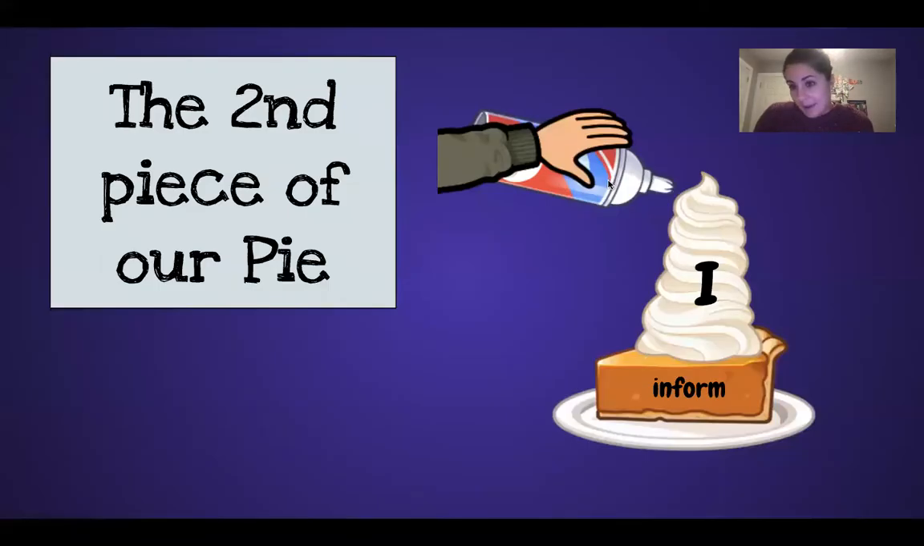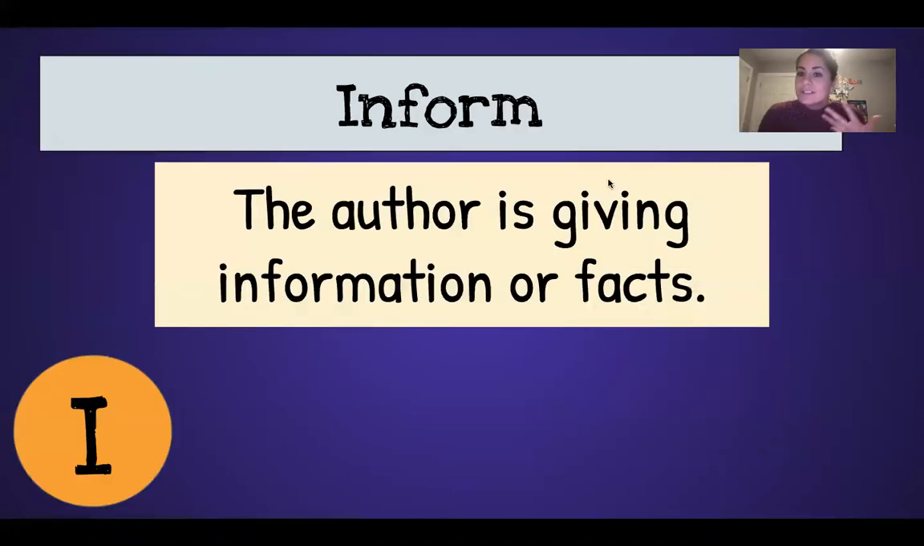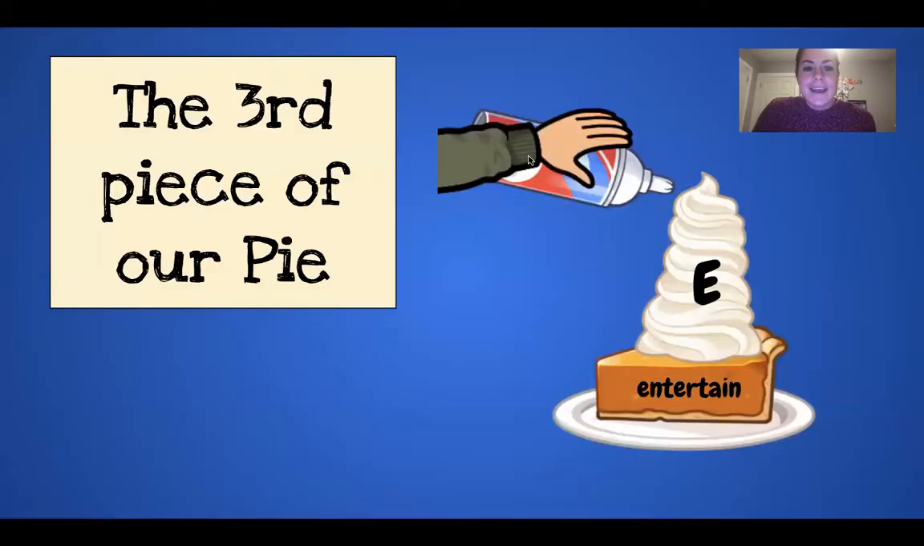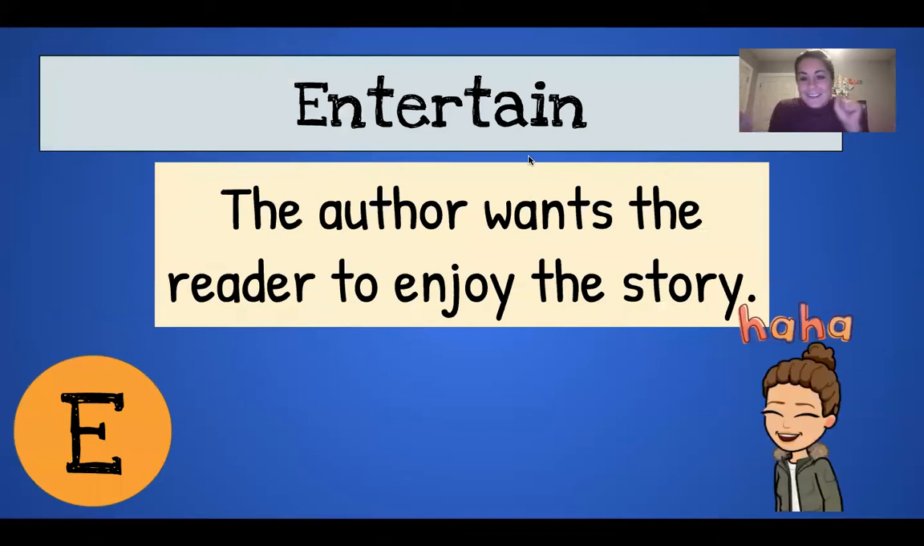Now, the second piece of the pie, the I for inform, is just the author is teaching you something. The author is giving information or facts. You're learning something, just like we learned a little bit more about Martin's big words, right? Dr. Martin Luther King Jr. And then last week we learned about, remember the jellyfish book? Yeah. Remember we learned that jellyfish don't have brains and they're not actually a fish? I like that one.